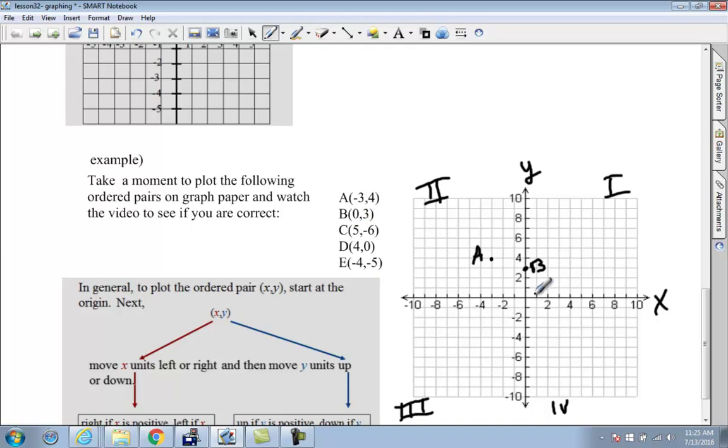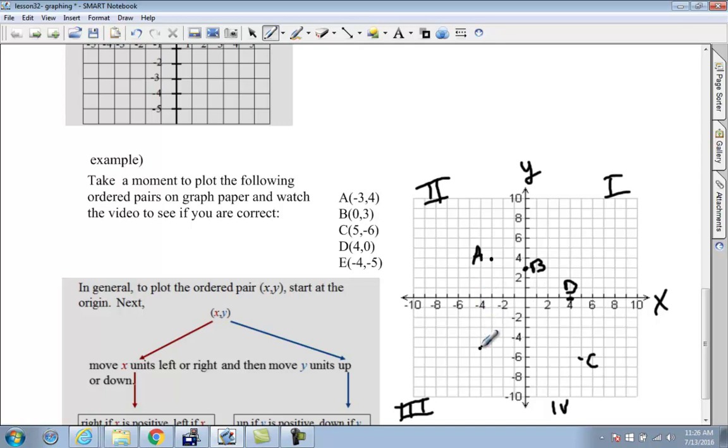5, -6. 1, 2, 3, 4, 5. That means to the right 5, from origin, and down 6. 1, 2, 3, 4, 5, 6. Boom, right there. So we'll call that C. Okay, and then 4, 0. Well, gee, that's right on the x-axis. Okay. And -4, -5, so back 4, down 5.